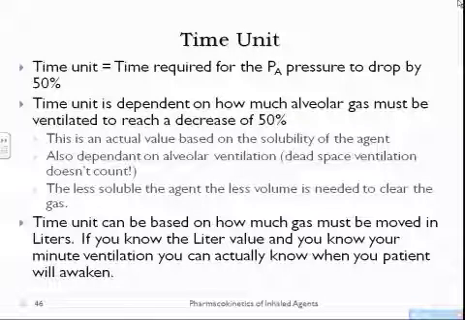Yes, that's true. And the time unit can be used based on how much gas must be moved in liters. That's how I use it. I have a concept I'm going to teach you now: you'll think of gas not just in partial pressures, but you'll begin to think of how many liters I have to move to get this gas reduced by 50%. Okay, so let's walk through it.